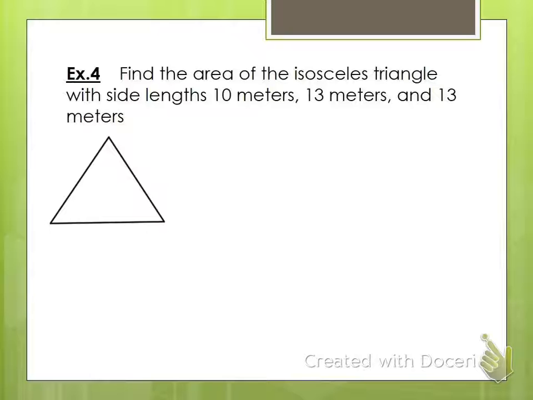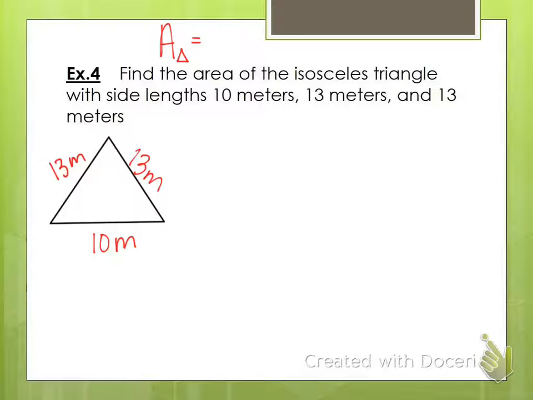So I want the one at the bottom to be the 10, and the sides on the left, oh, not feet, meters, to be my 13 meters. Now, if you oriented your triangle differently, if you labeled it differently, if you drew the whole thing differently, that's fine. But we have an isosceles triangle, side lengths given. Couple things we need to know. One thing that we need to know is how to find the area of a triangle.